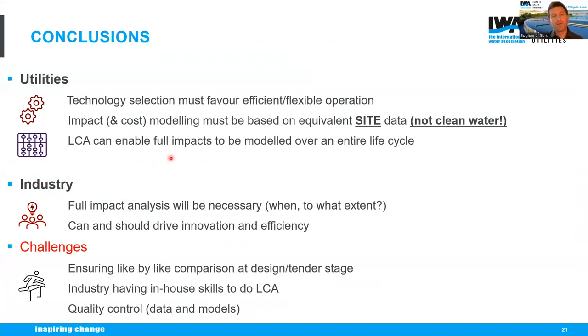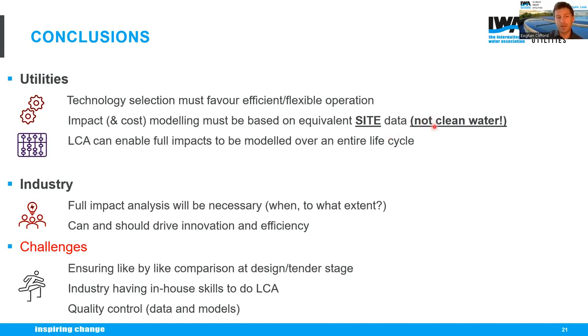So some of the conclusions from the case study itself is that for utilities, for example, technology selection when it comes to aeration systems must favour technologies that are efficient and allow flexible operation if you are to reduce emissions, because almost all of the emissions occur at operation stage. And a key thing is that when you are doing life cycle assessment modelling for aeration systems, the model needs to be based on equivalent data reported from other wastewater sites and not on clean water data.